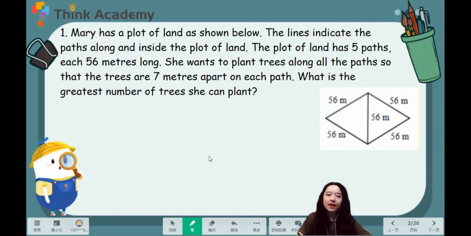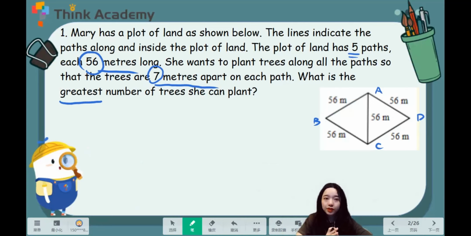Mary has a plot of land as shown below. The lines indicate the paths along and inside the plot of land. We know the plot of land has 5 paths. If we give every intersection a name, we have these 5 paths: AB, BC, CD, DA, and AC, each 56 meters long. She wants to plant trees along all the paths so that the trees are 7 meters apart on each path. What is the greatest number of trees she can plant?